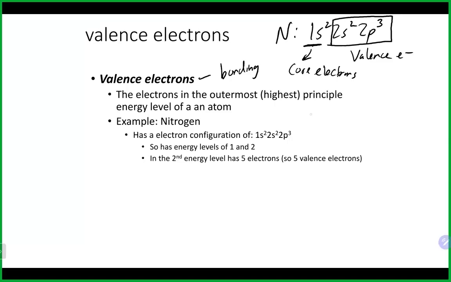If you look at lithium that we saw earlier, 1s2, 2s1, again, this is the highest energy level. There it is. It has 1 valence electron.